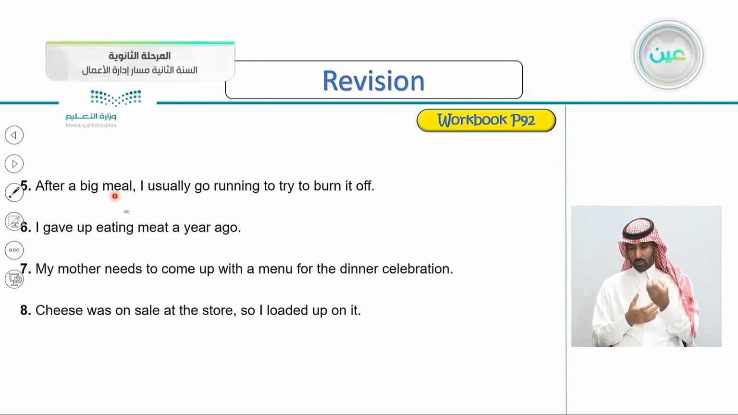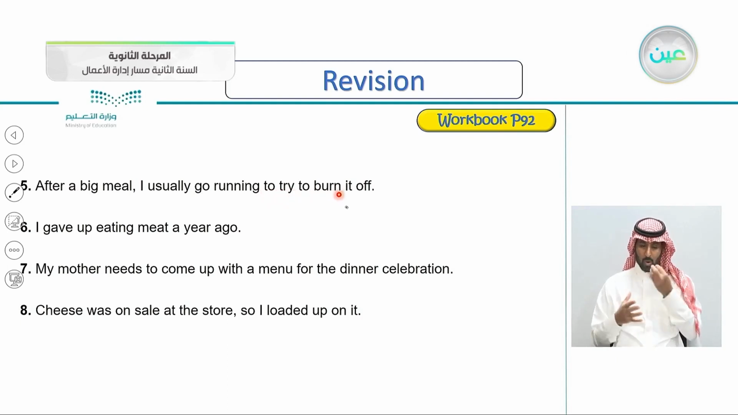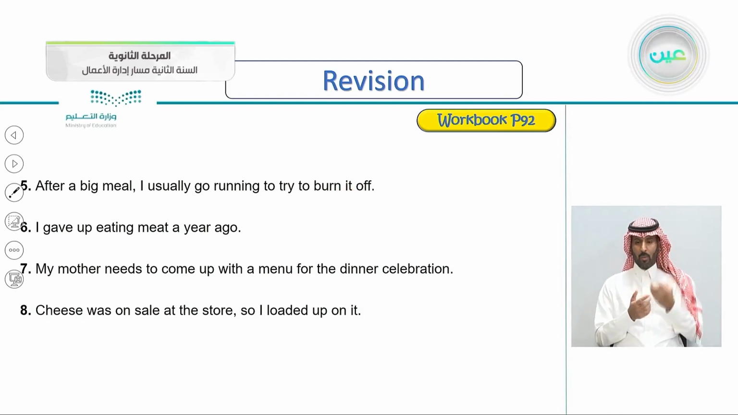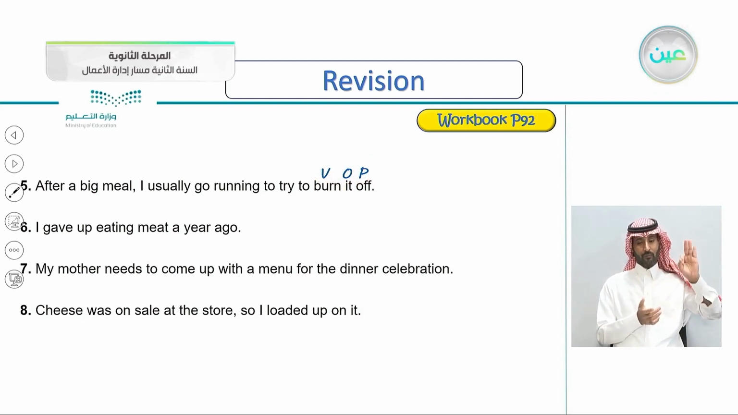Number five, after a big meal, I usually go running to try to burn it off. So here it's burn it off. Where's the verb? Where's the object? Where's the particle? Notice it is a pronoun. So very good. The object comes in the middle between the verb and the particle.